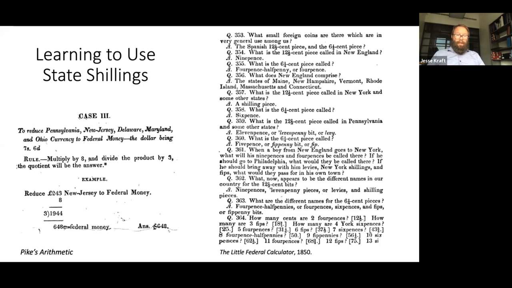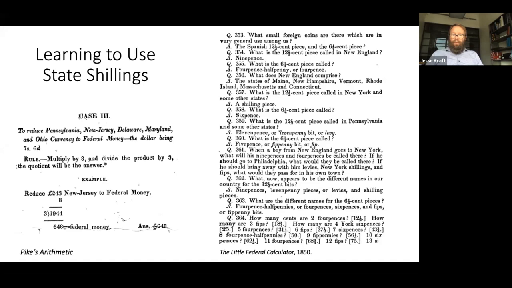This example to the left I love because it just talks about so many different coins and how difficult it is for our present day brains to compute this. But it talks about, what are the foreign coins which are in general use, the Spanish 12.5 cent and the 6.25 cent. This is the fip and the levy that I was talking about before. What is the 12.5 cent worth in New England? 9 pence, the 6.25, 4 pence ha'penny, or the 4 pence, and so on and so forth.